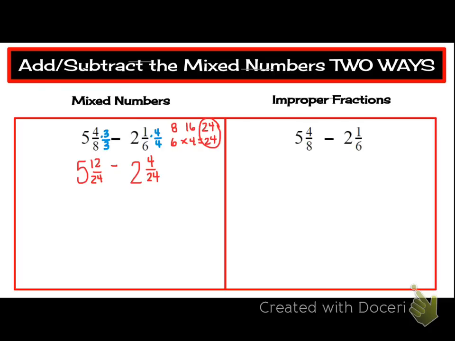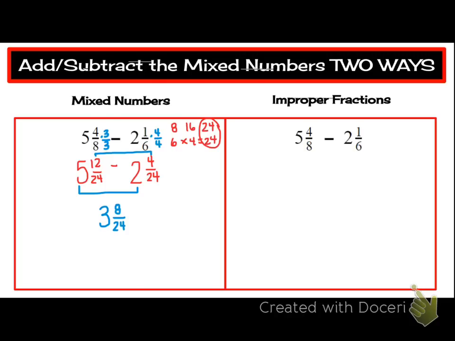Now the reason this works is because when I look at my numerators, I have 12 minus 4, and that's a bigger number minus a smaller number. So I know that I can do this when it comes to mixed numbers. So I would first subtract my whole numbers. 5 minus 2 is 3. And then I would subtract my numerators. 12 minus 4 is 8. And of course we keep that same denominator. So I have 3 and 8 24ths.